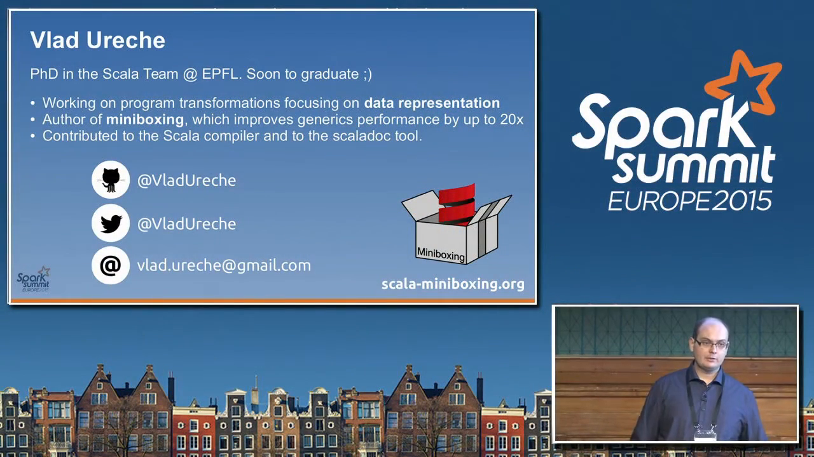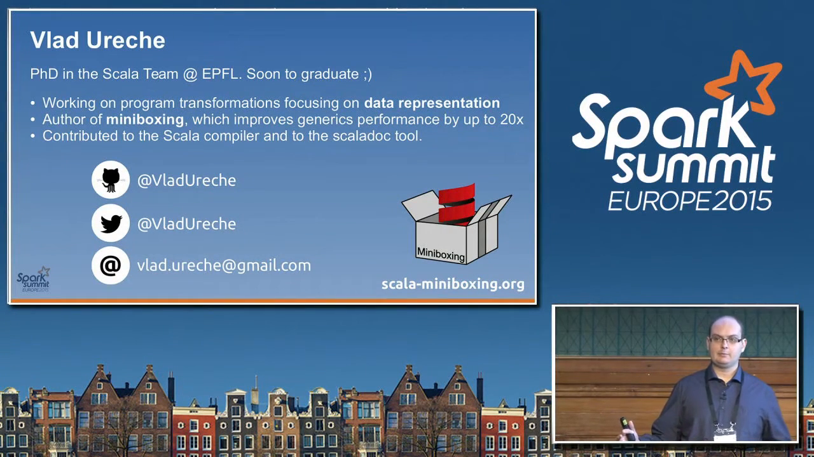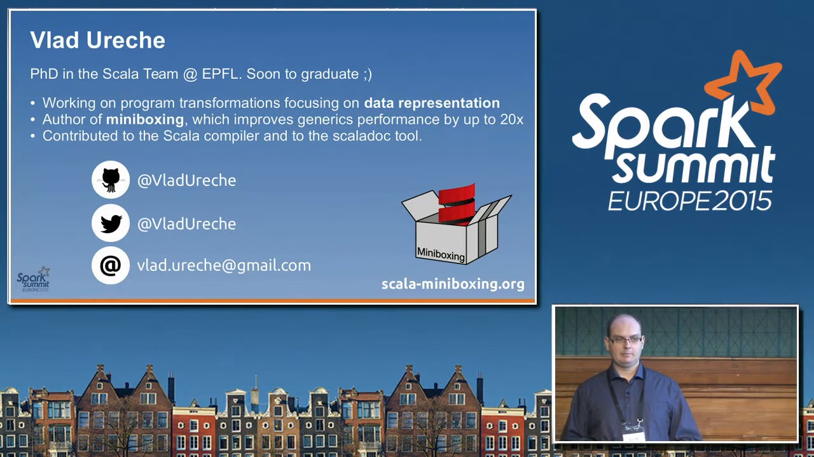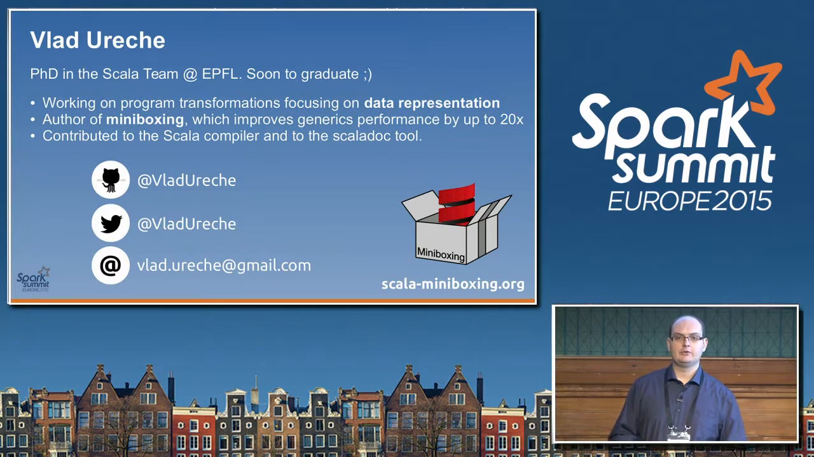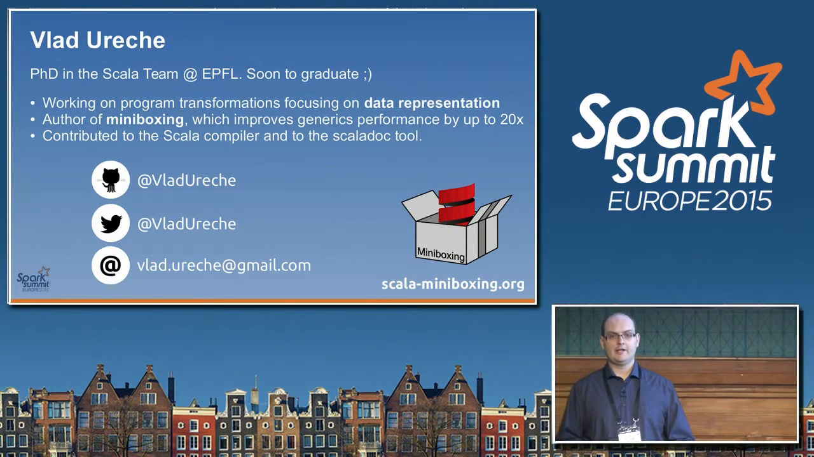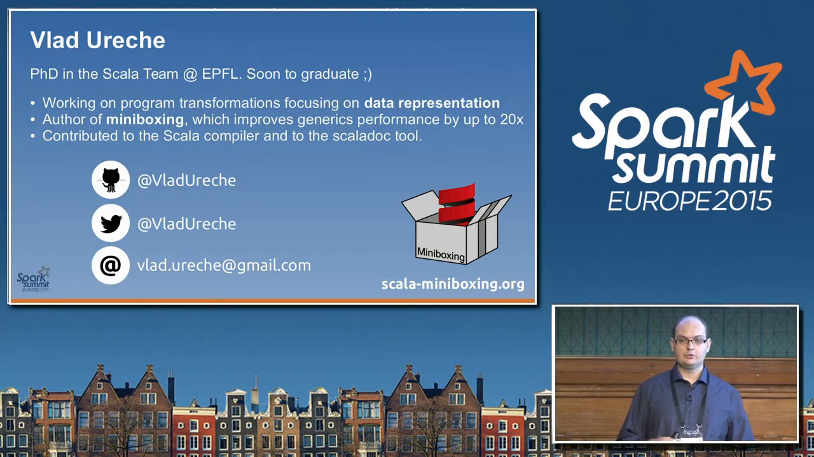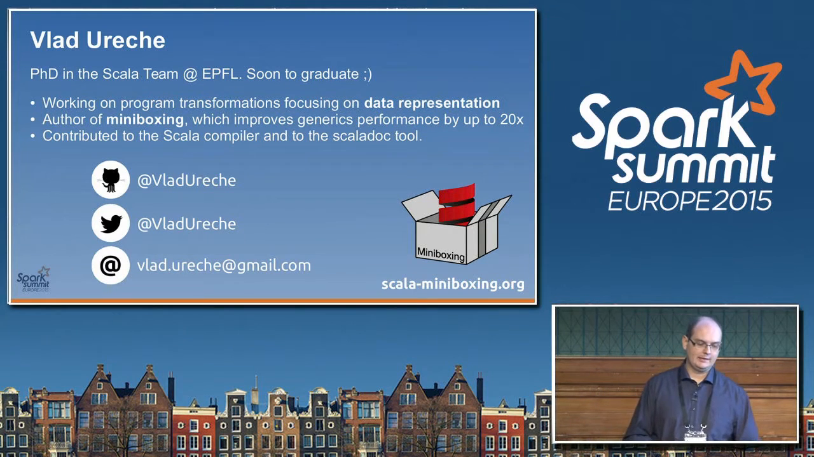I'm a PhD student in the Scala team at EPFL. I'm soon going to graduate. I've worked on program transformations that make data representation more efficient. And particularly, I'm the author of the mini-boxing plugin. If you had a chance to look at it, it's a pretty cool way to transform generics and make them more efficient. For example, collections can get 2-3x speedups out of that. It can go up to 20x.